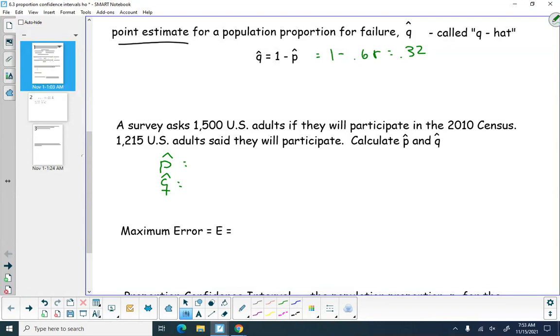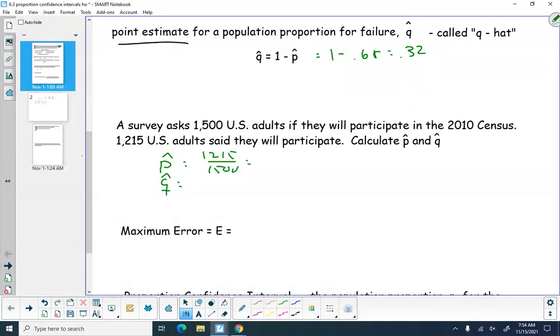Well, my success is what I'm looking at, the subject. Are they going to participate? 1,215 people said they are going to participate out of the total of 1,500. So once again, we can take these to 2 decimal places.